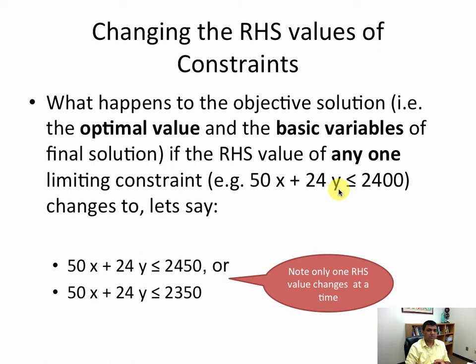Similarly, what happens when the right hand side value of a constraint changes? If the RHS value of one of the limiting constraints, so in our case, let's say we pick row 1, 50x plus 24y is less than or equal to 2400, changes to 2450 or 2350, how does that impact the optimal value and the basic variables? Again, we are only going to look into one value changing at any given time.